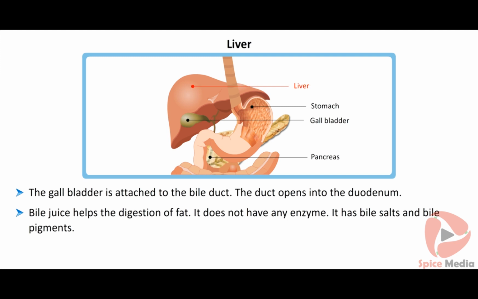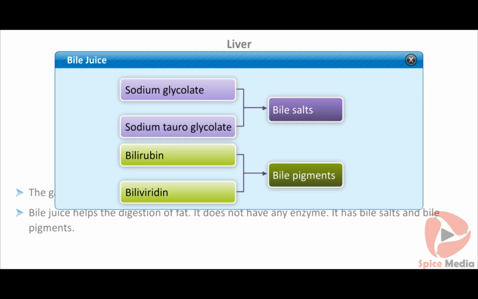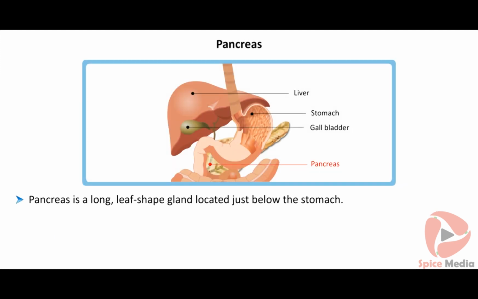Liver secretes bile juice, which is greenish-yellow in color. The bile is temporarily stored in the gallbladder. The gallbladder is attached to the bile duct. The duct opens into the duodenum.